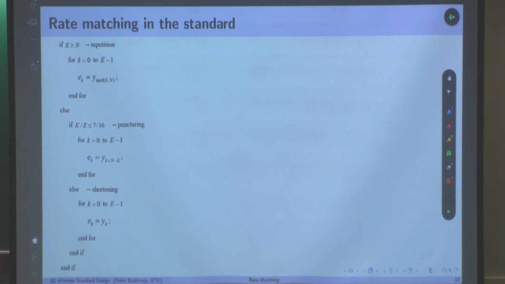So we'll stop here. This brings us to an end of the rate matcher discussion. We'll continue discussing from here in the next class.